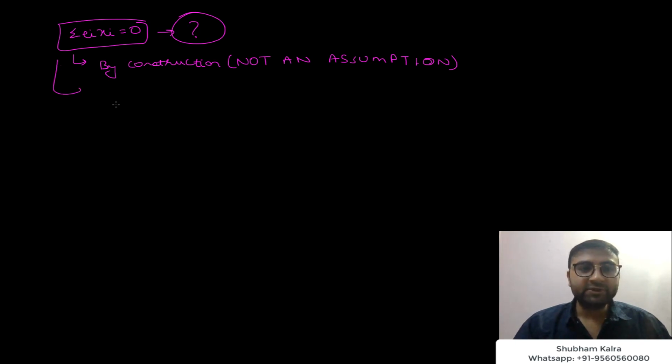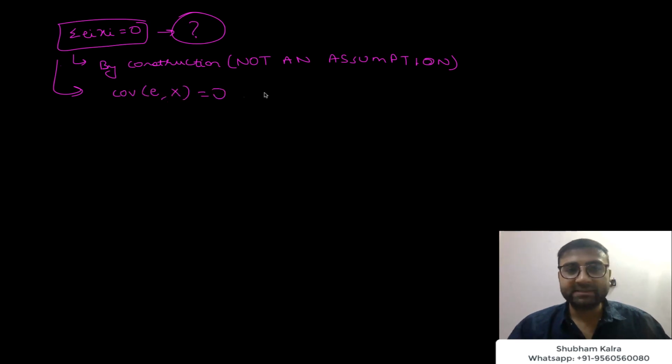I'm going to claim over here that this implies that the covariance between E and X is going to be equal to 0, and if covariance is equal to 0, then automatically it implies that the correlation is also going to be equal to 0. So the correlation between these two variables is equal to 0. I'm also going to show you how we get from here to here.